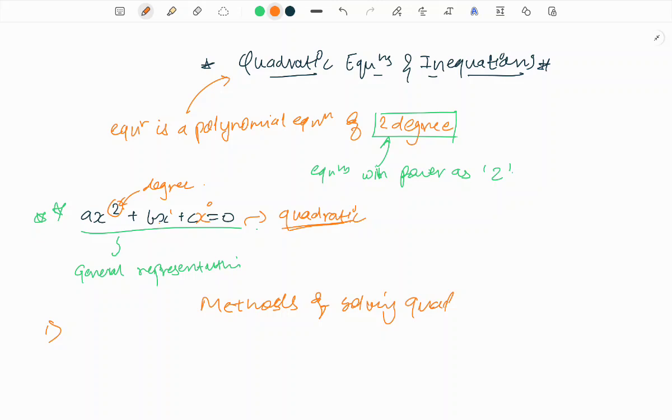So what does quadratic equation mean? A quadratic equation is a polynomial equation. Now the word polynomial suggests an equation that has multiple powers of a particular variable. Like we can say the equation x to the power 5 plus 1 equal to 0 is a polynomial equation.